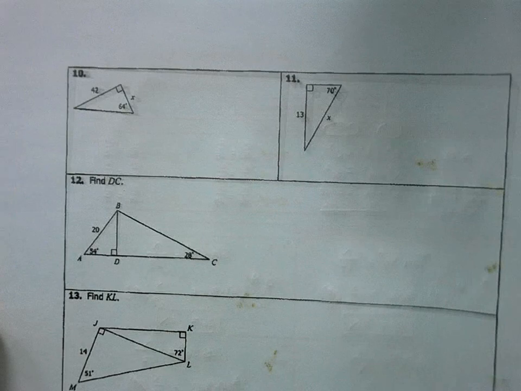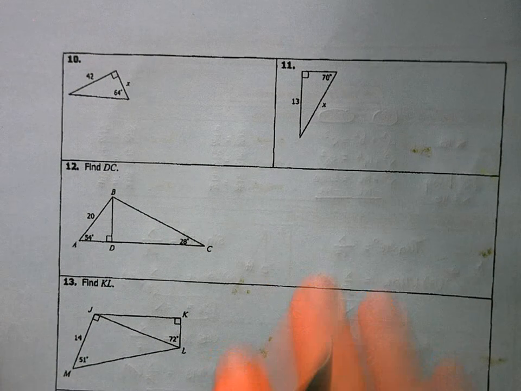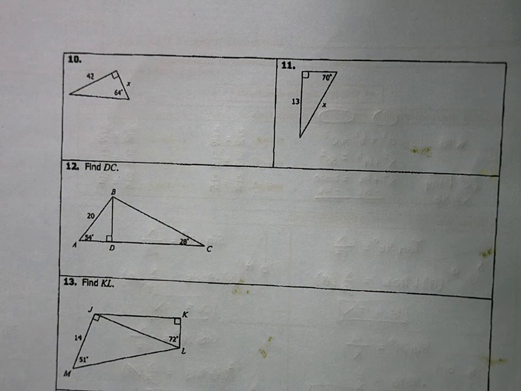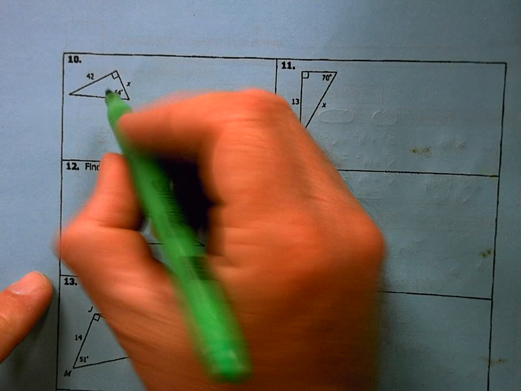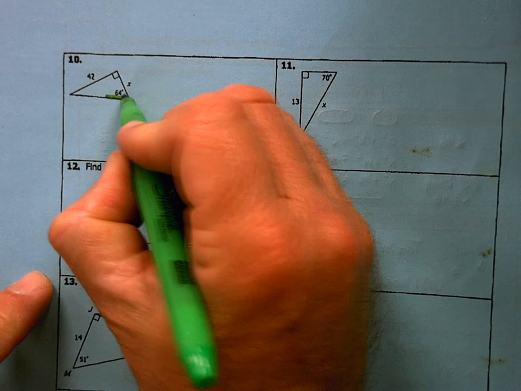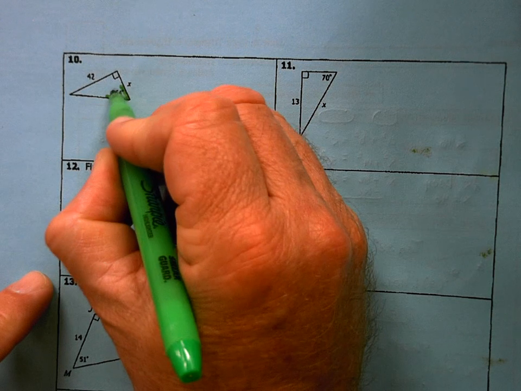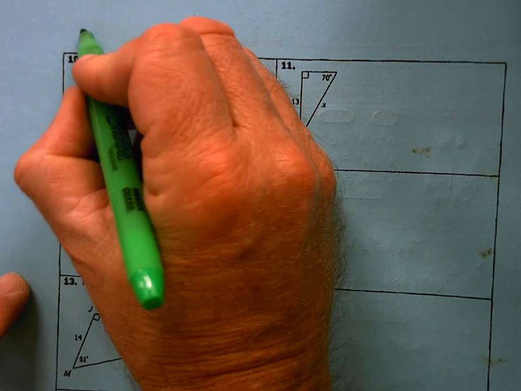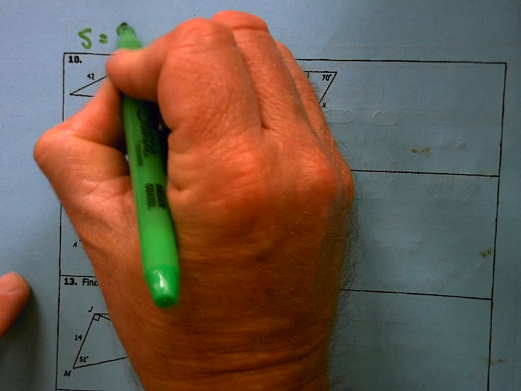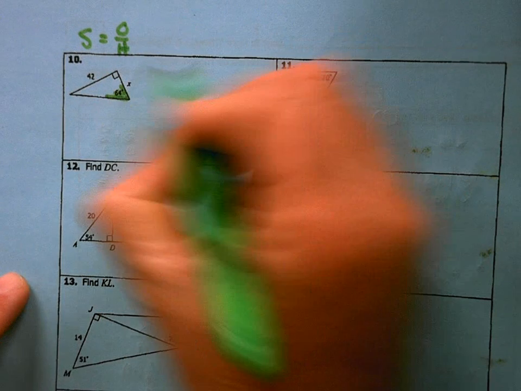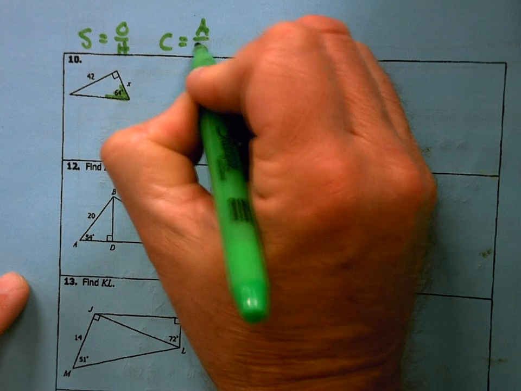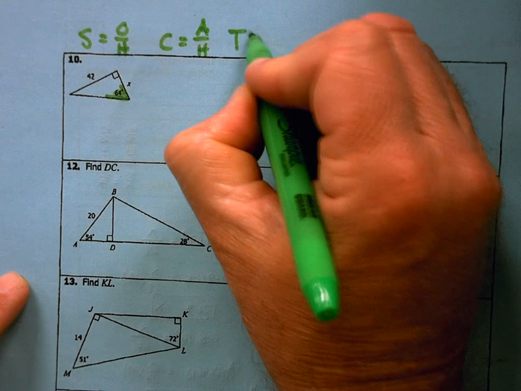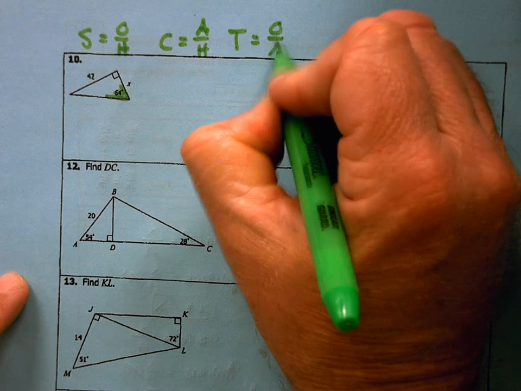Okay, so let's start with number 10. First thing we're going to do is figure out which one is our reference angle, which we call the theta angle, and that angle is right here. So we're working off of that 64-degree angle right there. Once again, I will write SOHCAHTOA up here. Sine is equal to opposite leg over hypotenuse. Cosine is equal to adjacent leg over hypotenuse. Tangent is equal to opposite leg over adjacent leg.